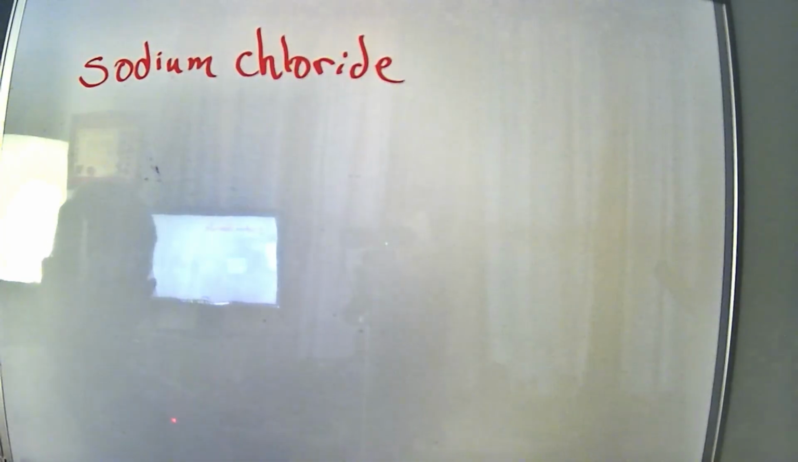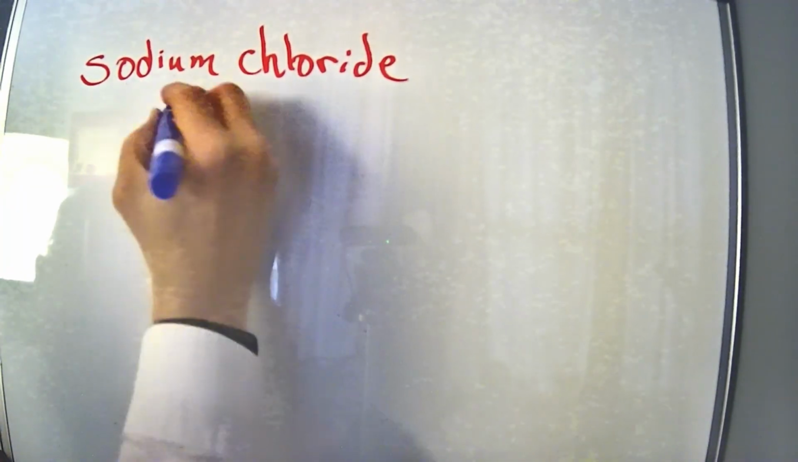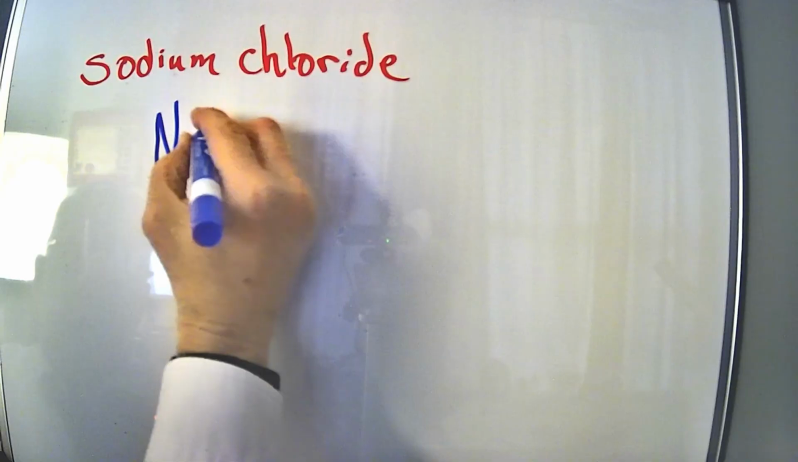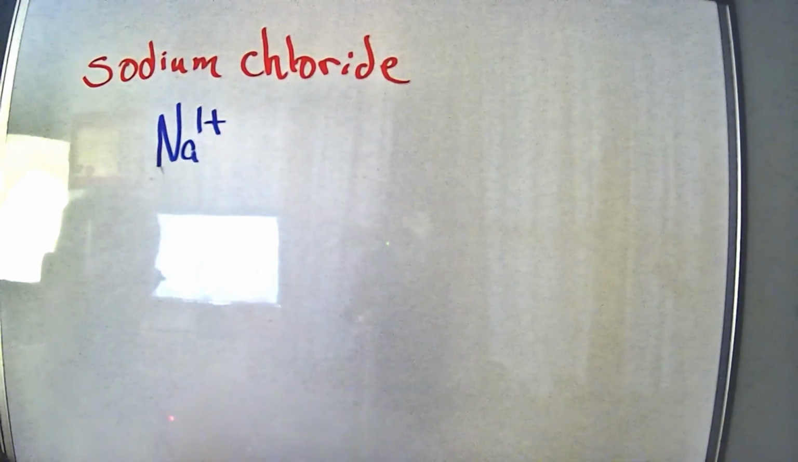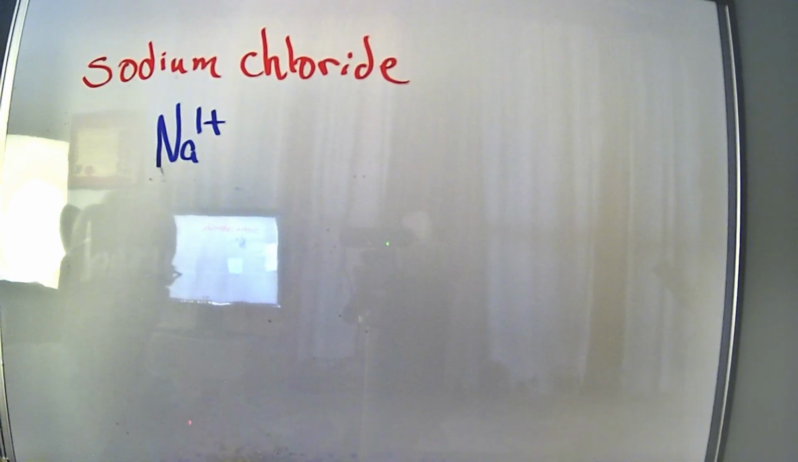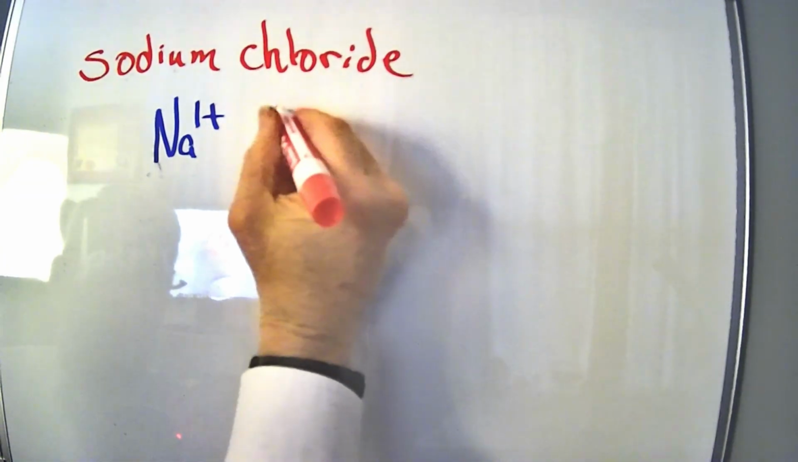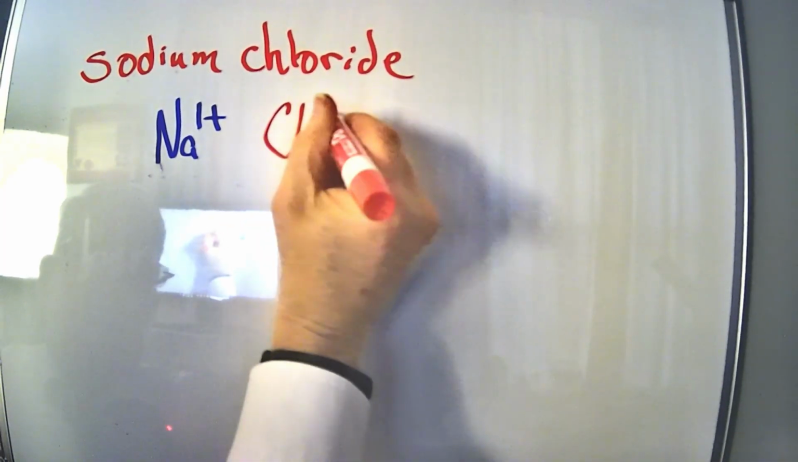So sodium is our first element. It's the metal, so it'll be the one with the positive charge. It's going to be a 1 plus. Now I'm going to write the number for the sake of clarity here, but technically speaking, you don't need to write the number for charges. If there's no number written, it's understood to be 1. Chloride is a 1 minus.